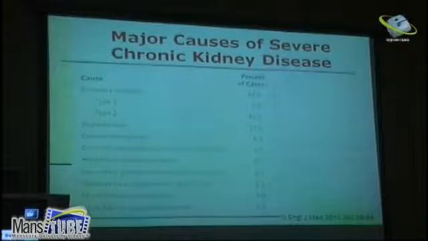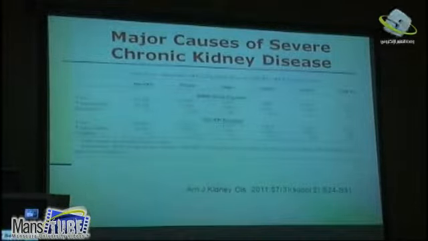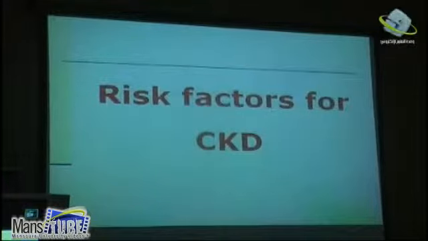These are the major causes of chronic kidney disease. Diabetes, especially type 2, is the leading cause, followed by hypertension and glomerulonephritis, and I think all of you know these causes. And this is by the new CKD-EPI equation, showing diabetes is the leading cause of chronic kidney disease. So this is the first part of the presentation, and the major part will be the risk factors for chronic kidney disease.